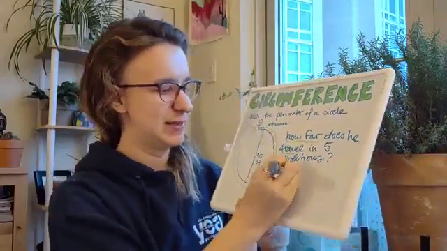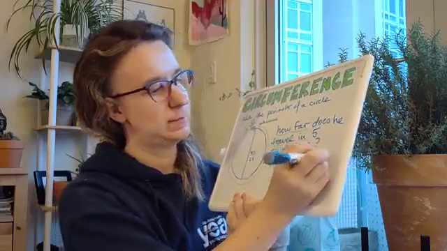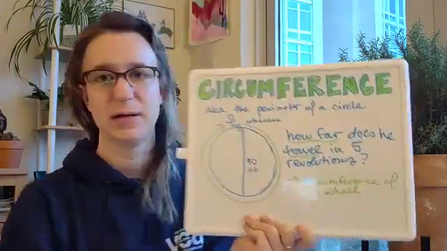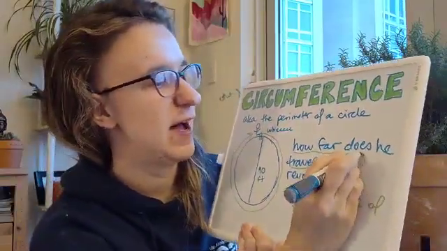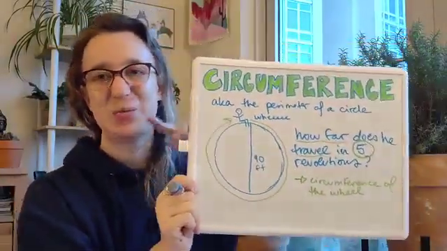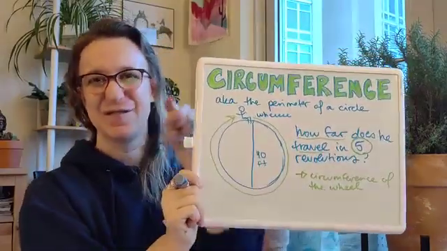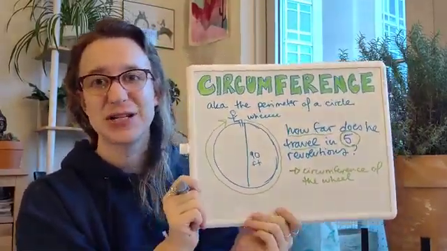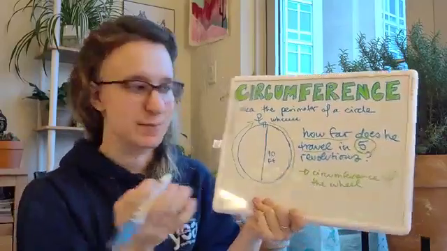That means we're looking for the circumference of the wheel. And then it says in 5 revolutions. A revolution is once around the circle. But he goes around the Ferris wheel 5 times. 1, 2, 3, 4, 5, right? So 5 revolutions just means that he travels the circumference of the Ferris wheel 5 times.